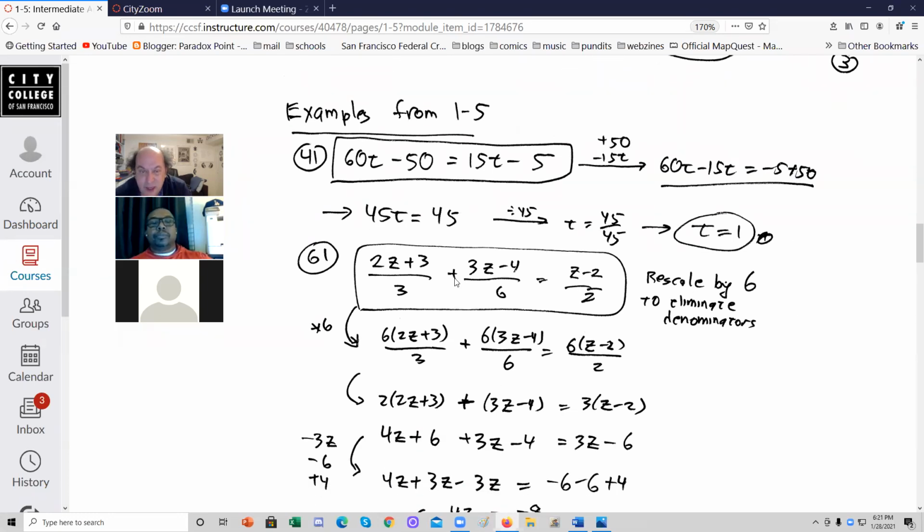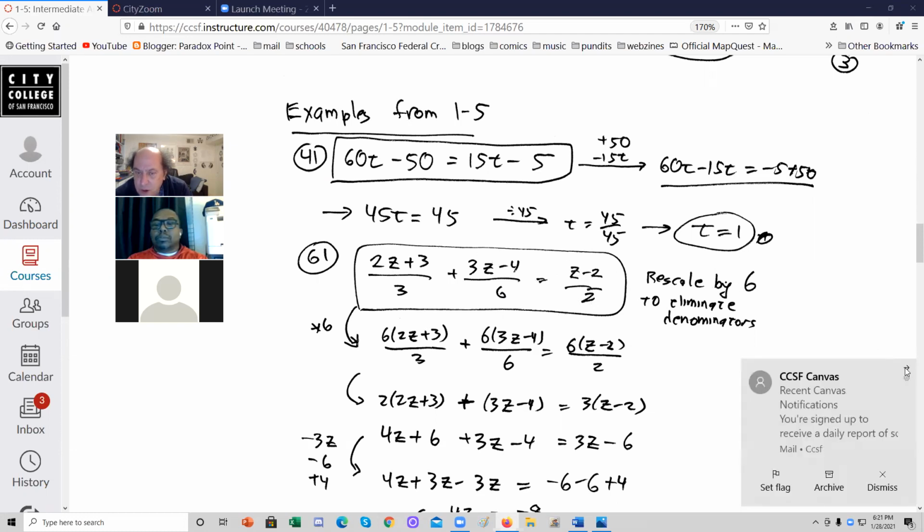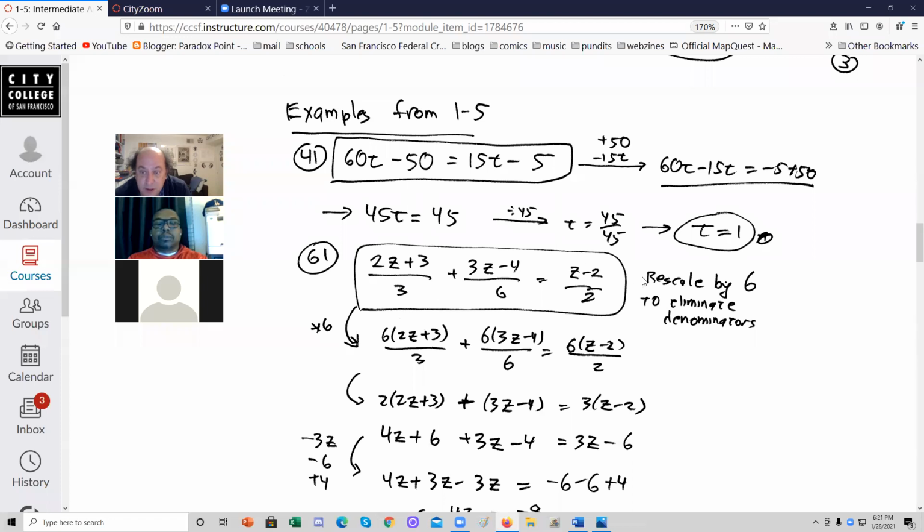Here, (2z plus 3) over 3 plus (3z minus 4) over 6 equals (z minus 2) over 2. It's a little early to use any transposition because it's such an awful mess. I mean, particularly it has these denominators 3, 6, and 2. However, the lowest common multiple of 3, 6, and 2 is 6. So I'll multiply throughout by 6 to cancel the denominators. Multiply every term by 6.